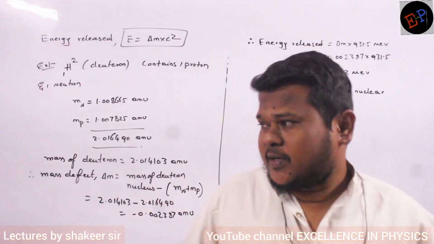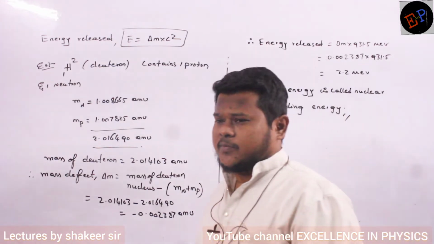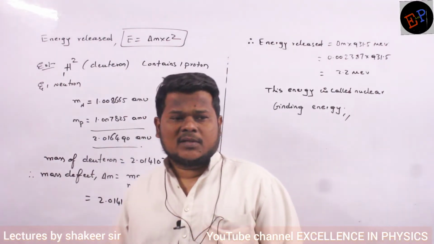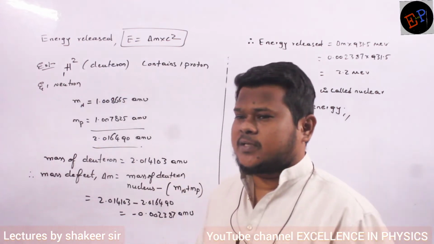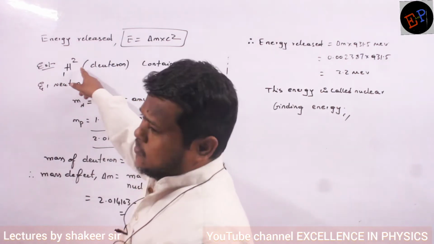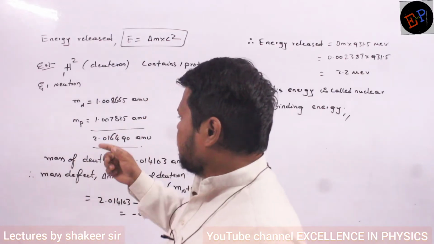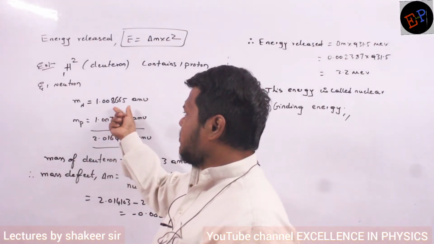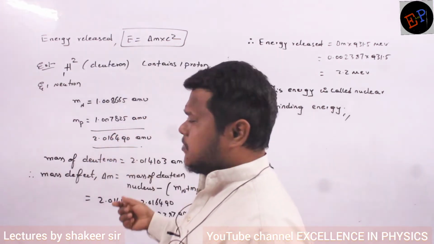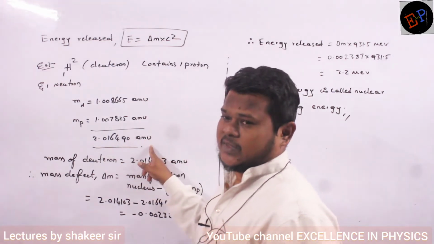Here we have taken the example of a deuteron. What is meant by deuteron? It is an isotope of hydrogen. Hydrogen 1,1 is called hydrogen, hydrogen 1,2 is called deuteron, and hydrogen 1,3 is called tritium. So in hydrogen 1,2, the 2 means there is 1 proton and 1 neutron. That's all. So what is the mass of neutron? 1.008665 atomic mass units, and the mass of proton is 1.007825 atomic mass units. So if you add the masses individually, this is the mass you will get.